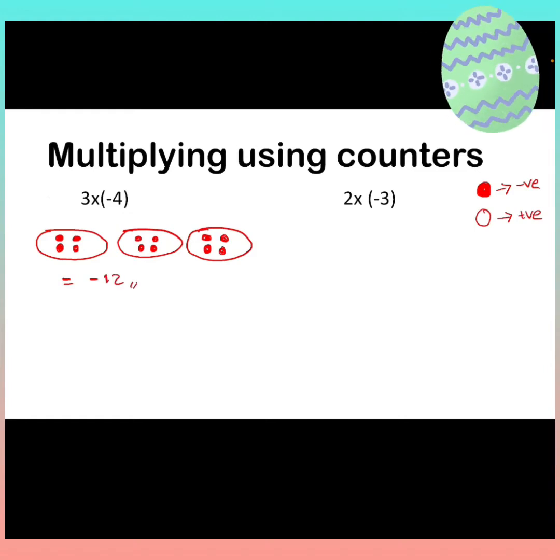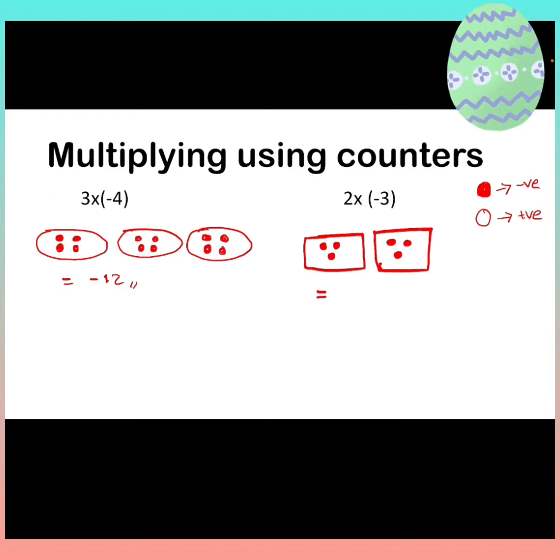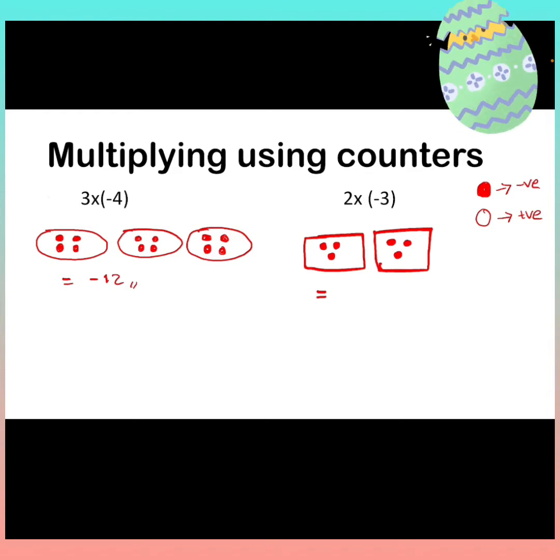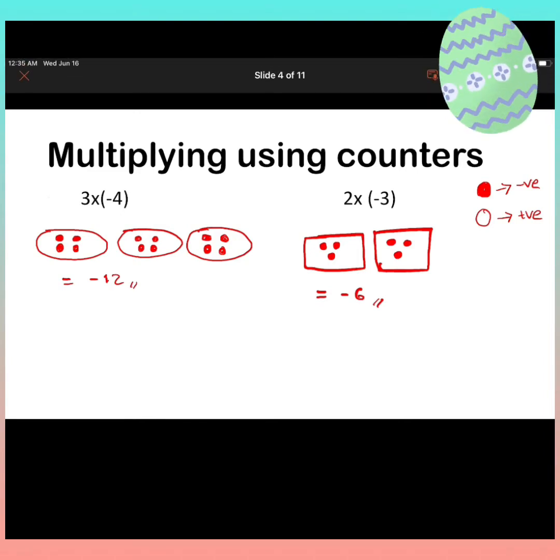Then the second one, 2 times -3 means 2 groups of -3. So I can make 2 groups. It is up to you how you want to make it. Now I'm making it in triangular form, 2 groups of -3. In each group there should be 3 negative counters. You add the counters, so in total there are 6 negative counters. So your answer is -6. This is how you multiply integers using counters.